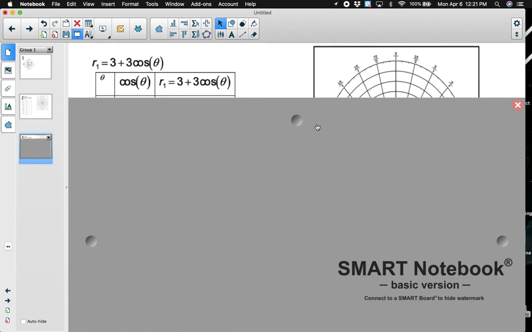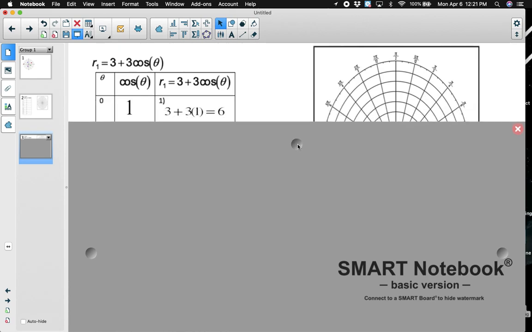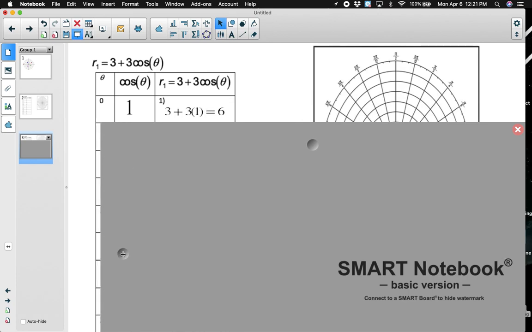So I started this first one. I'm going to plug in the point 0. This first column is just a guide for me that I know cosine of 0 equals 1. So I can replace this equation with 3 plus 3 times 1, because cosine of 0 is just 1. Get 3 plus 3 equals 6. And we can continue to do that for the remaining points here.